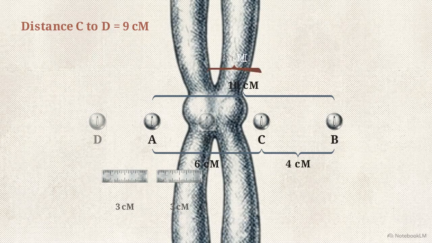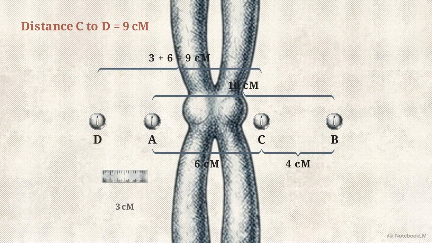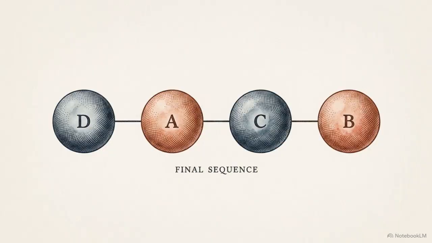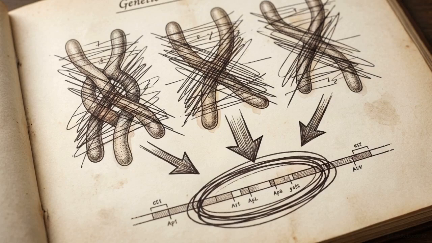We resolve this using our final data point. The distance from C to D is 9 units. If D were inside the segment, it would only be 3 units from C. Because it is 9, D must be positioned to the far left. The final correct sequence is D, A, C, B. Mapping is simply a process of deductive reasoning, testing relative distances until they all align on a single linear path.